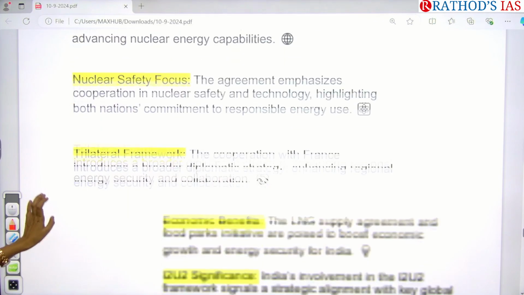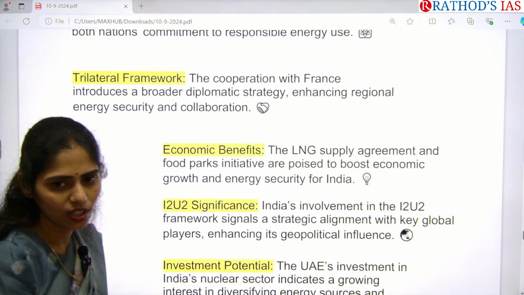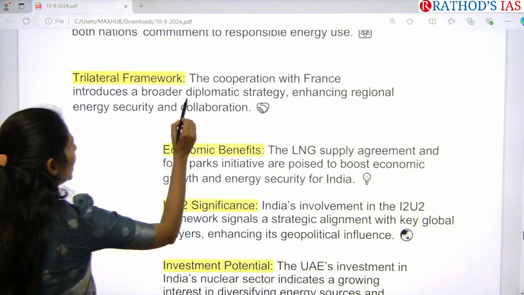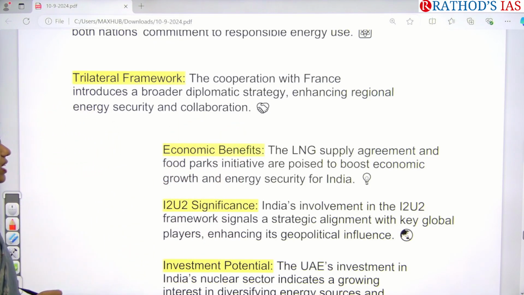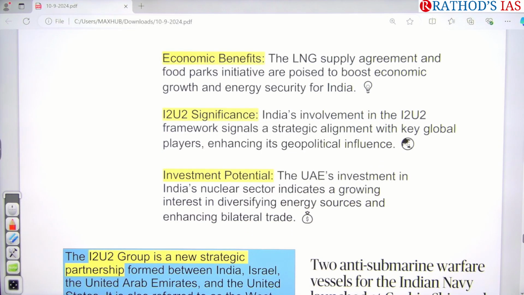And here, we also came up with a trilateral framework, not only this agreement between India and UAE, but France is also involved here, so that we can enhance diplomatic strategy, enhance regional energy security, and ensure collaboration. And we are also focusing on the LNG supply agreement and even food parks initiatives.